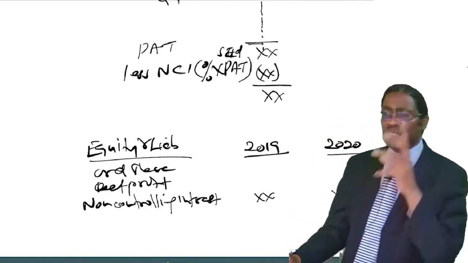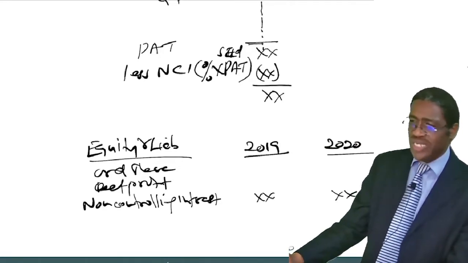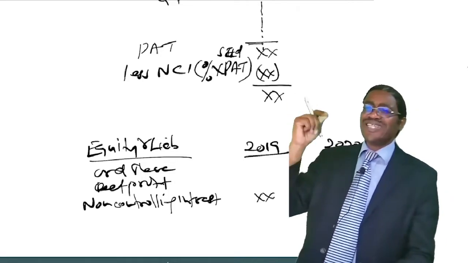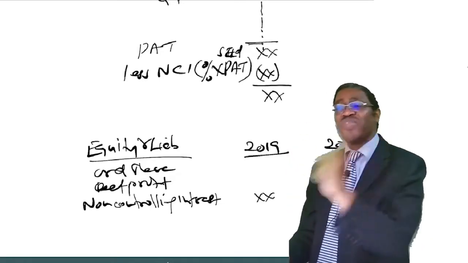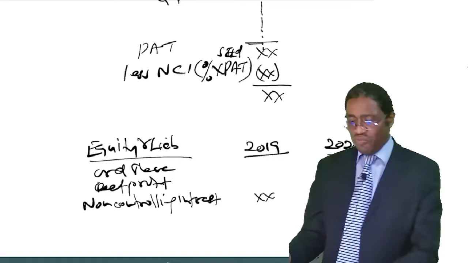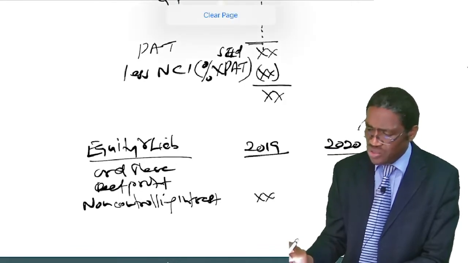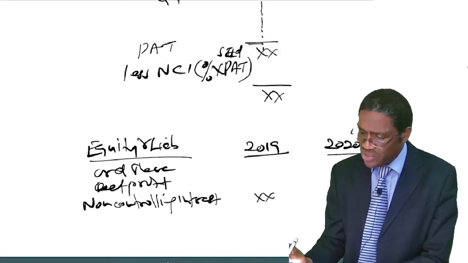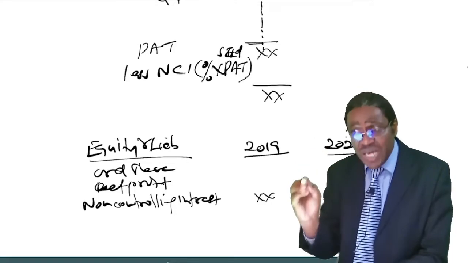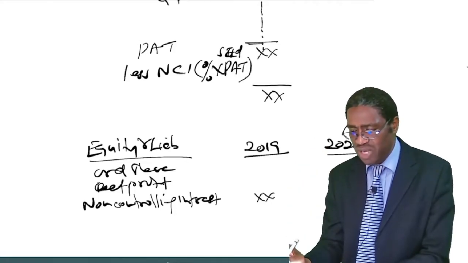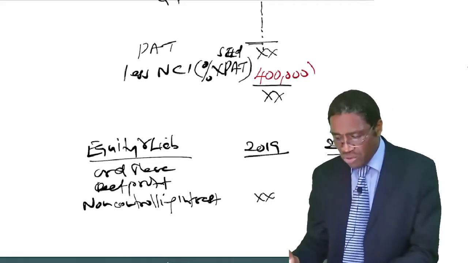Now you know how to account for non-controlling interest both in the group P&L account and in the group balance sheet. In the P&L account, we normally say, what is their share of the profit after tax? Maybe for the purpose of illustration, let me assume that in your income statement, the profit after tax share belonging to the non-controlling interest is an amount of 400,000. That amount, don't forget, we normally deduct it in the P&L account.